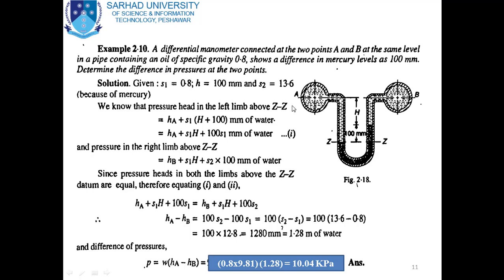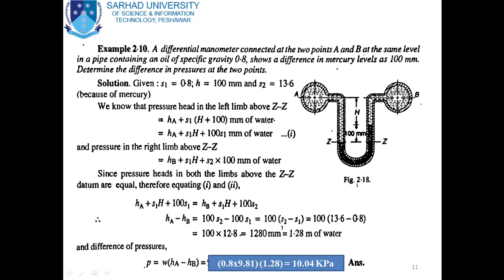So in the figure we have a differential manometer which is connected to 2 points A and B, and the level of these 2 points is same, and the liquid flowing in these 2 points is also same. The liquid at these 2 points is oil whose specific gravity is given, which is 0.8. Also the level of mercury is given, which is equal to 100 mm, and we have to find the difference of pressure between these 2 points.